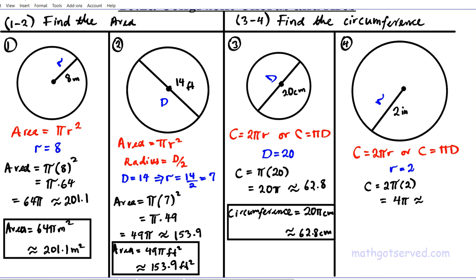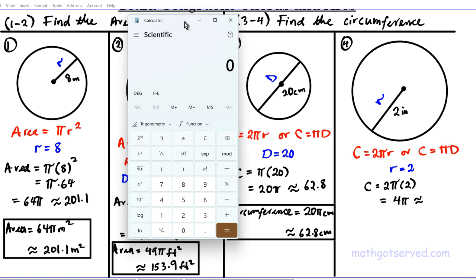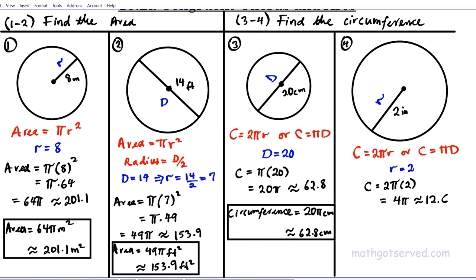And then let's see what the approximate value is. Fire up our calculators, and we have 4 multiplied by pi, and it's 12.6 to 1 decimal place. All right, 12.6. Okay, so the circumference of the circle, the distance around the circle, is exactly 4 pi inches, or approximately 12.6 inches long. All right, so that's that.